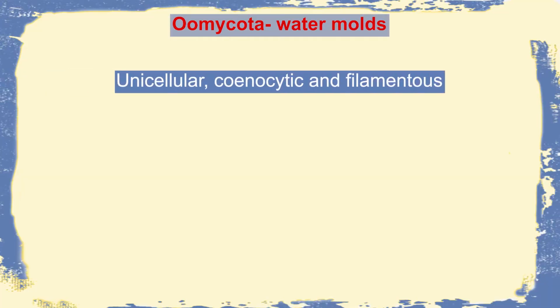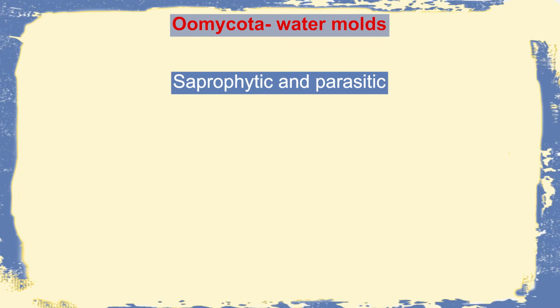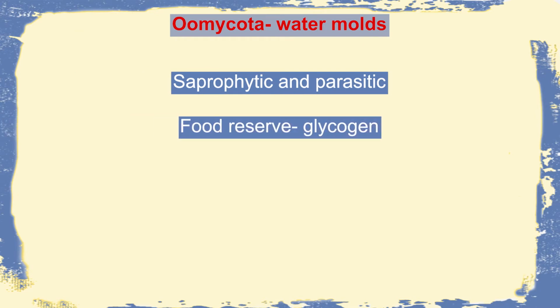Next we come to the fungi-like organism or the Oomycota, which is commonly called water molds, and they include unicellular organisms, cenocytic and filamentous. Cenocytic meaning the filament is there but there is no intermediate septation. They can be saprophytic or parasitic, and they have the basic food reserve as glycogen, which is important, and they do not contain chitin in the cell wall, and that is the reason why they are not true fungi.